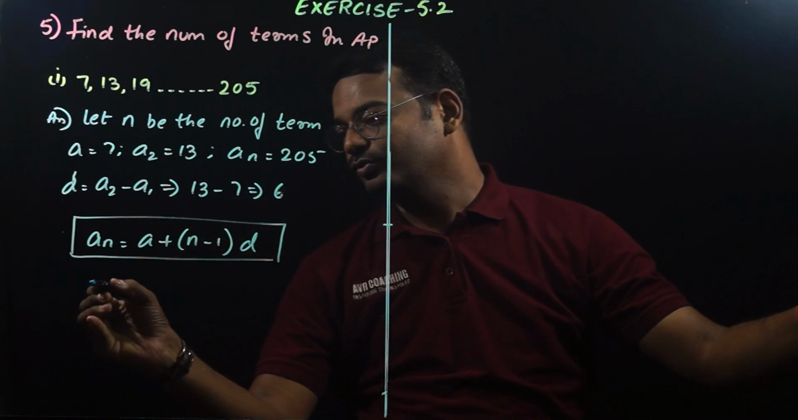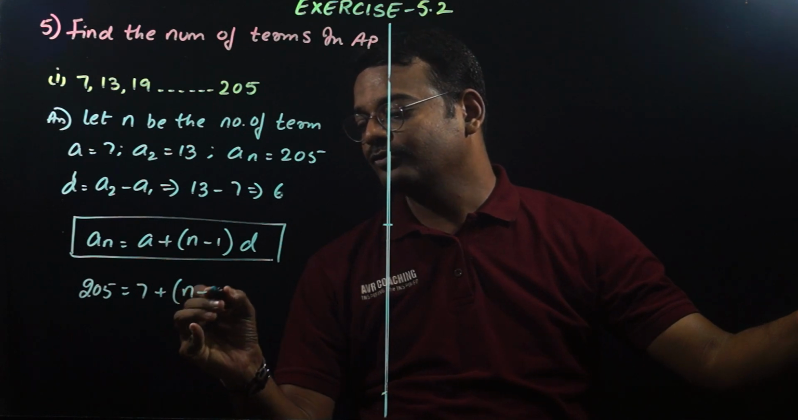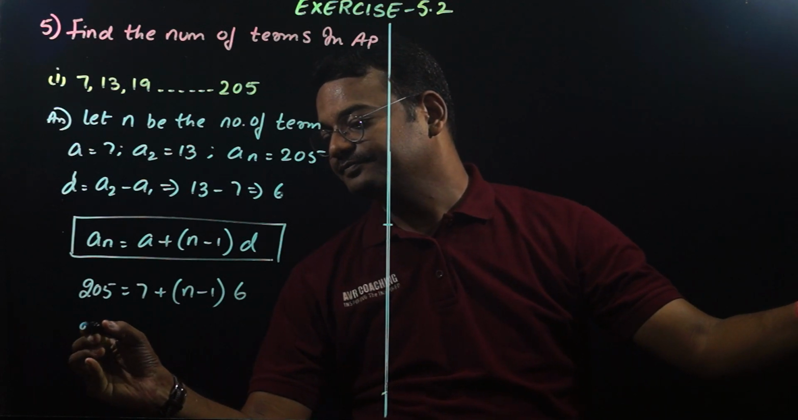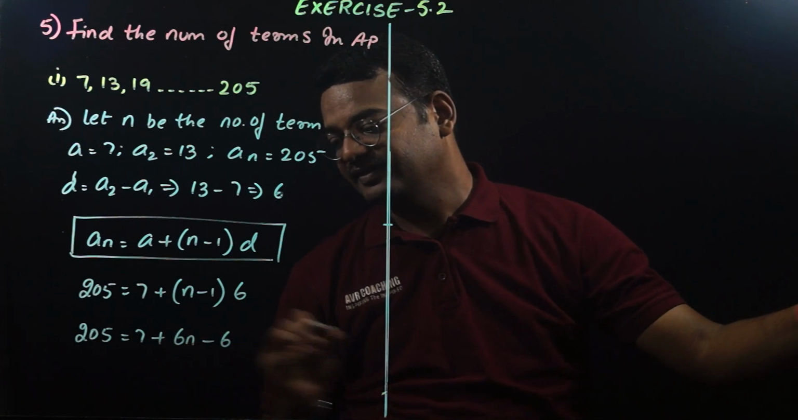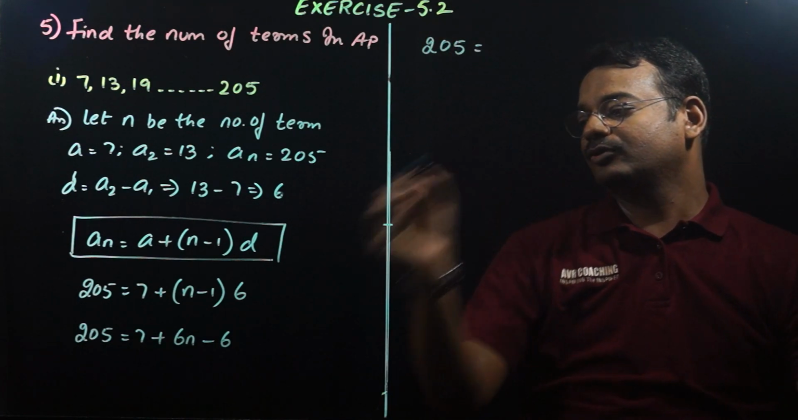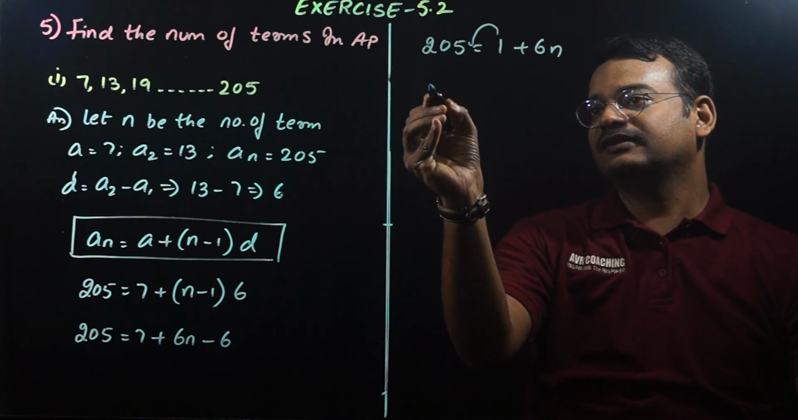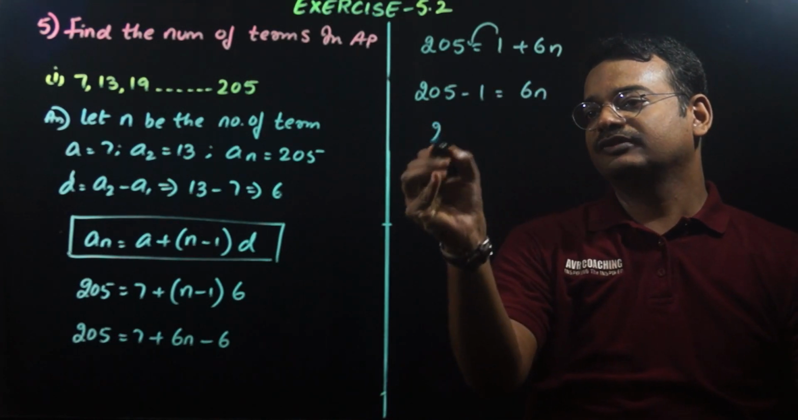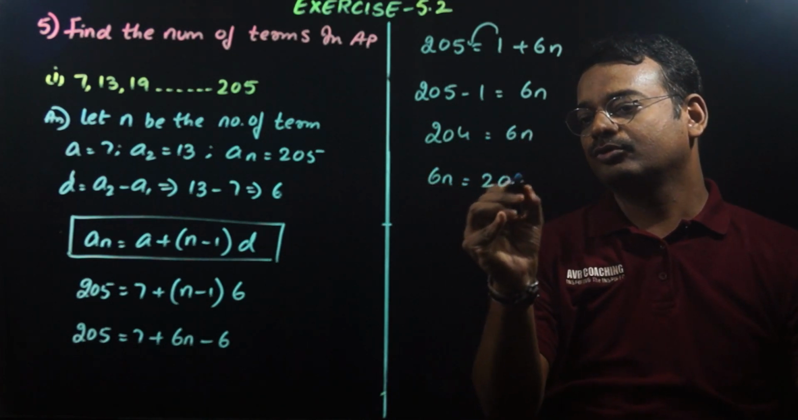An value is 205, A value is 7, we have to find n, and D value is 6. So you can write this as 205 is equal to 7 plus 6n minus 6. So 205 is equal to 7 minus 6 is 1 plus 6n. If we take 1 to the left hand side, this becomes 205 minus 1 is equal to 6n. So 204 equal to 6n.